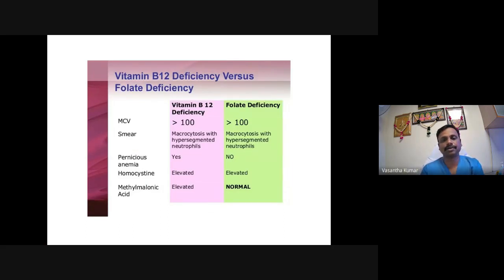In this slide you can differentiate between B12 and folic acid deficiency. Both have MCVs more than 100, and both have macrocytosis with hypersegmented neutrophils. Pernicious anemia is an autoimmune condition associated with B12 deficiency, and homocysteine level is elevated in both the conditions. Whereas methylmalonic aciduria will be elevated only in B12 deficiency, and this will be normal in folate deficiency. This is a famous MCQ for most of the post-grad examinations. Methylmalonic aciduria will be elevated only in B12 deficiency. The other option, folate deficiency, will be normal.